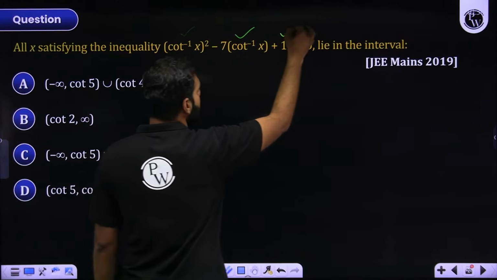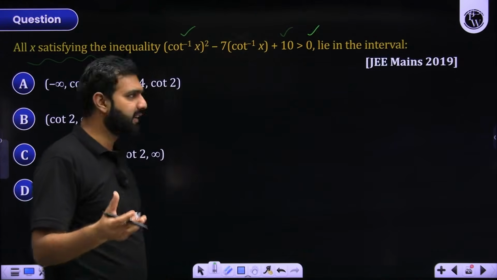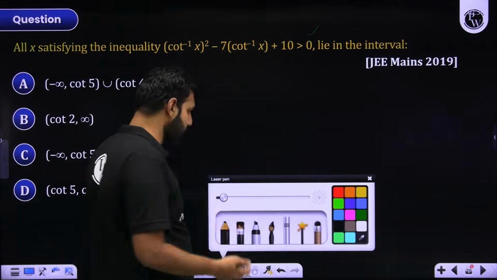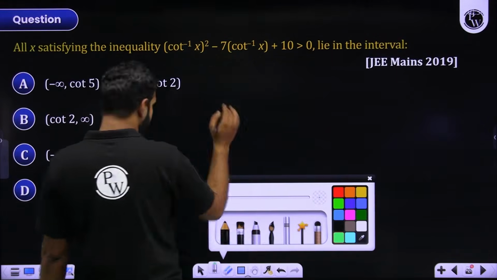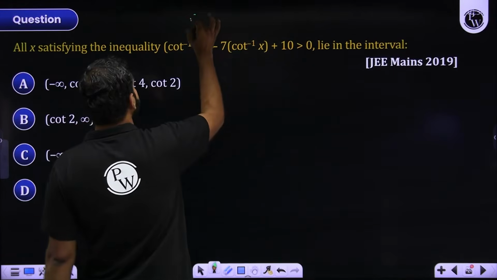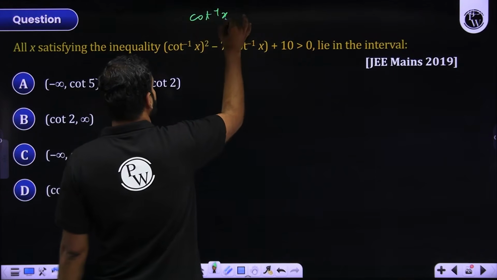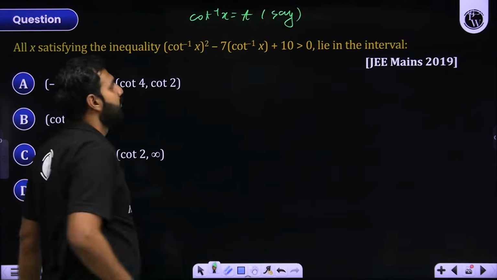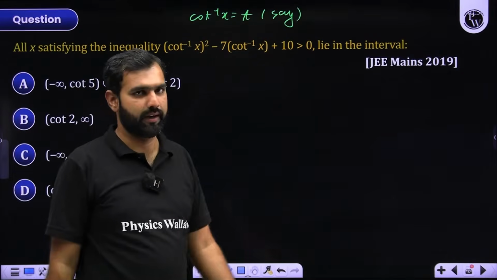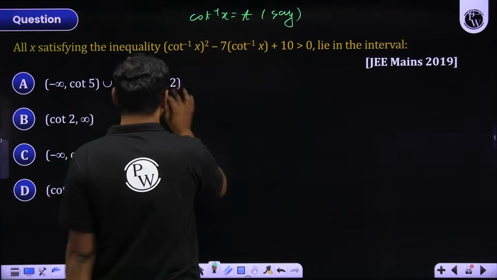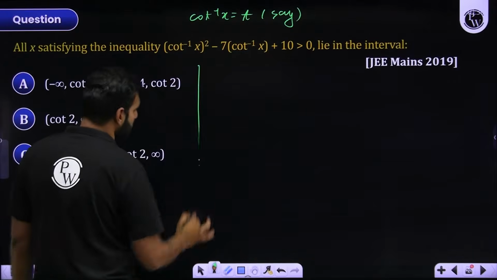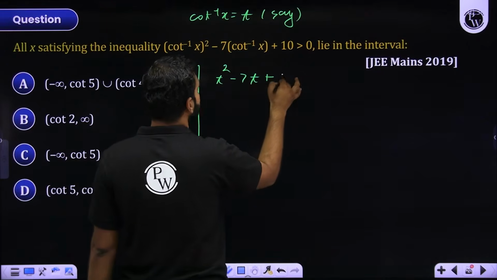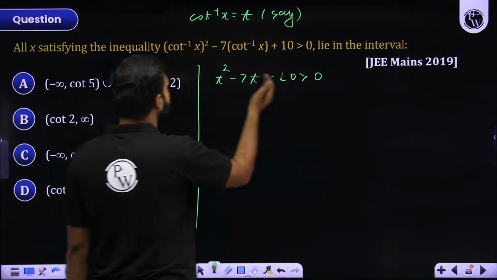This is the inequality. To keep it simple and understandable, and to reduce my efforts, can I not say that for a while I replace cot inverse x by t? I hope there is no confusion on that. So this quadratic in cot inverse x looks like t square minus 7t plus 10 greater than 0. I hope there is no confusion on that.